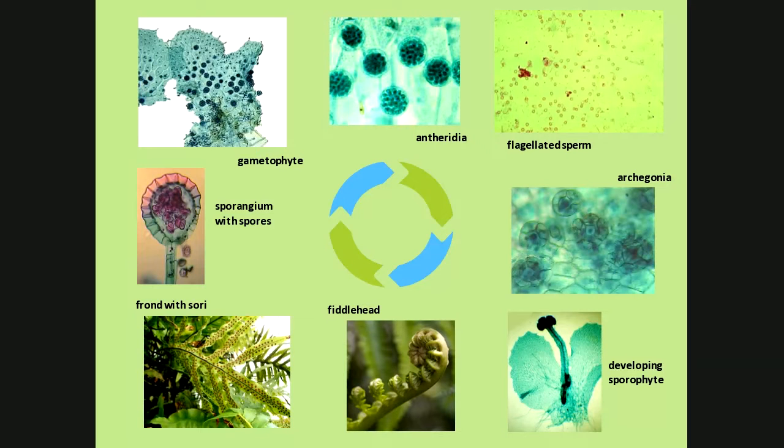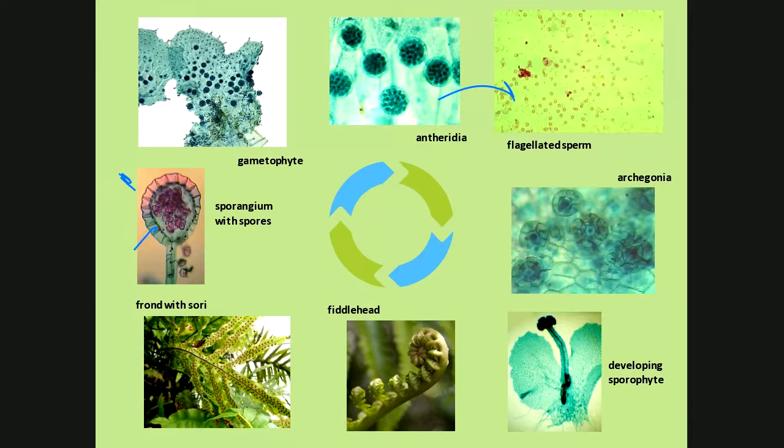All right, now this is the same picture, just with actual photographs. The fern frond with sori. On the sori are the sporangia. Inside of those are the spores. Those are going to germinate into a gametophyte. That gametophyte, of course, has antheridia and archegonia, and the antheridia are going to produce flagellated sperm.